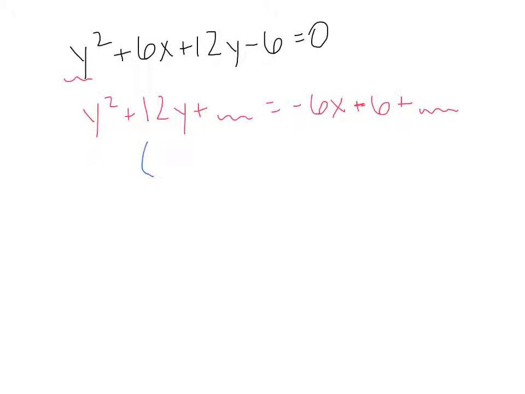We're going to rewrite the left-hand side as y plus 6 squared. If we want to rewrite it as y plus 6 squared, we need to make sure we add 36, because 6 squared is 36. Since this is an equation, we want to keep it balanced, so I'm going to add 36 to the other side. Now our equation is going to be y minus 6 all squared equals negative 6x plus 42.